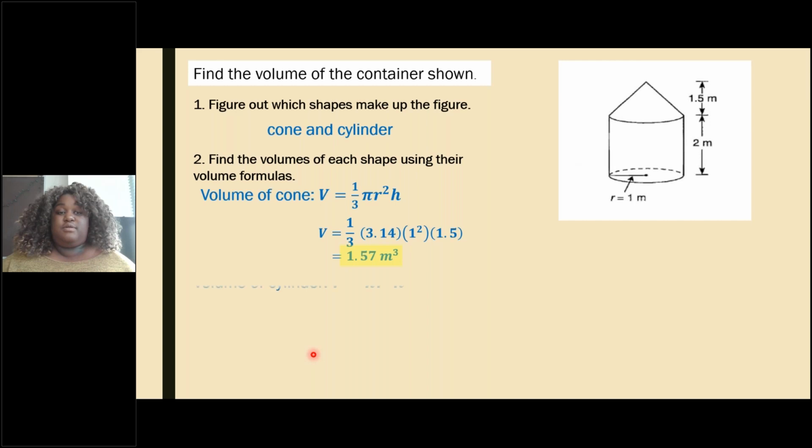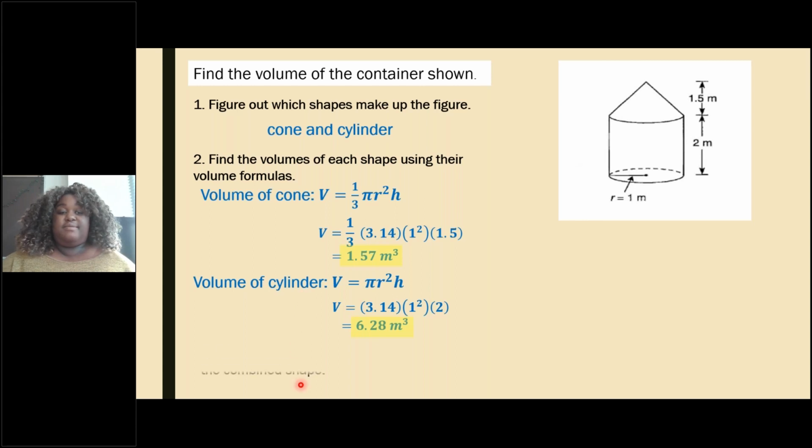Then we'll do the volume of the cylinder, which is pi r squared h. So of course we know pi is always 3.14. Our radius again is 1, and we square it. And then the height is just the height of the cylinder, which is 2. So once we calculate that, we get 6.28 for the volume of the cylinder.